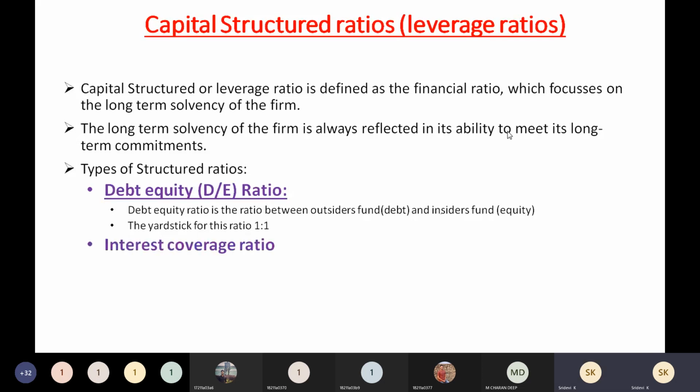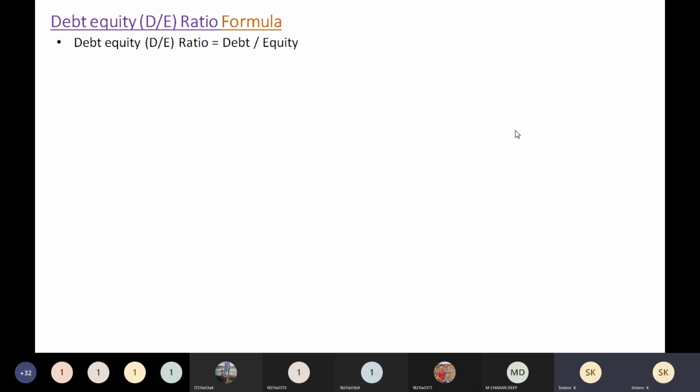The second capital structure ratio is the inventory coverage ratio, which is important from your exam point of view. So how to calculate this debt equity ratio? Let us take the formula first. Debt equity ratio is equal to debt by equity, debt divided by equity, or you can use another formula: outsiders' funds divided by insiders' funds.